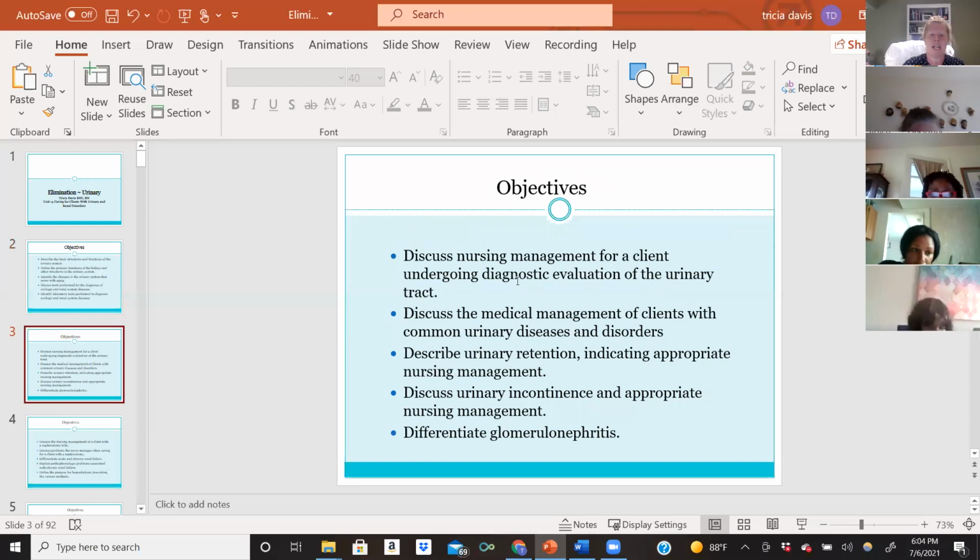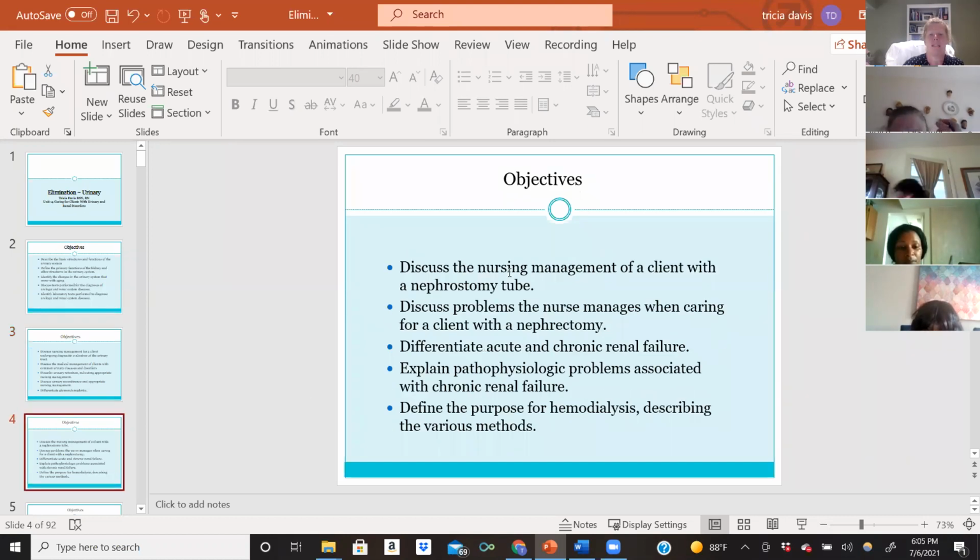Discuss nursing management for a client undergoing diagnostic evaluation of the urinary tract. Discuss the medical management of clients with common urinary diseases and disorders. Describe urinary retention, indicating appropriate nursing management. Discuss urinary incontinence and appropriate nursing management. Differentiate glomerular nephritis. Discuss the nursing management of a client with a nephrostomy tube. Discuss problems the nurse manages when caring for a client with a nephrectomy. Differentiate acute and chronic renal failure.